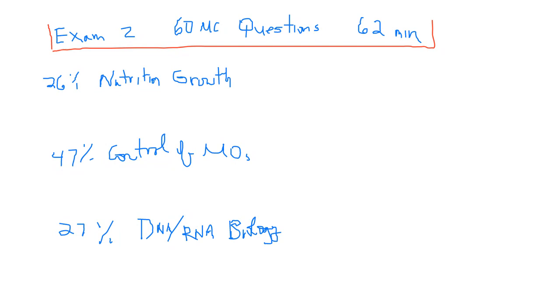Ethylene oxide is another example of it, right? So the choices are: A, phenolics; B, alcohol; C, halogens; D, detergents; E, heavy metals; F, alkylating agents. Which one of them alters the structure? Alkylating agents, that's right. Very good.